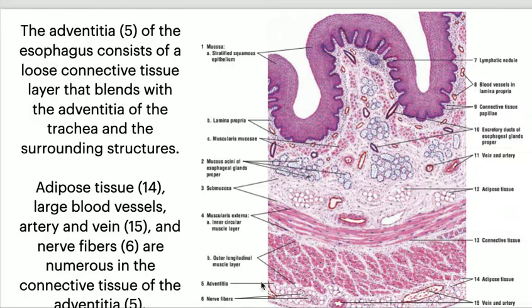So here, now coming to the last layer, the adventitia, because this is an extraperitoneal organ, it consists of loose connective tissue that blends with the adventitia of the surrounding structures like the trachea. Also found over here is adipose tissue. You can see the empty looking cells with peripheral nuclei, the artery, this is the vein, and numerous connective tissue fibers in the adventitia. So these are the basic four layers of the esophagus.